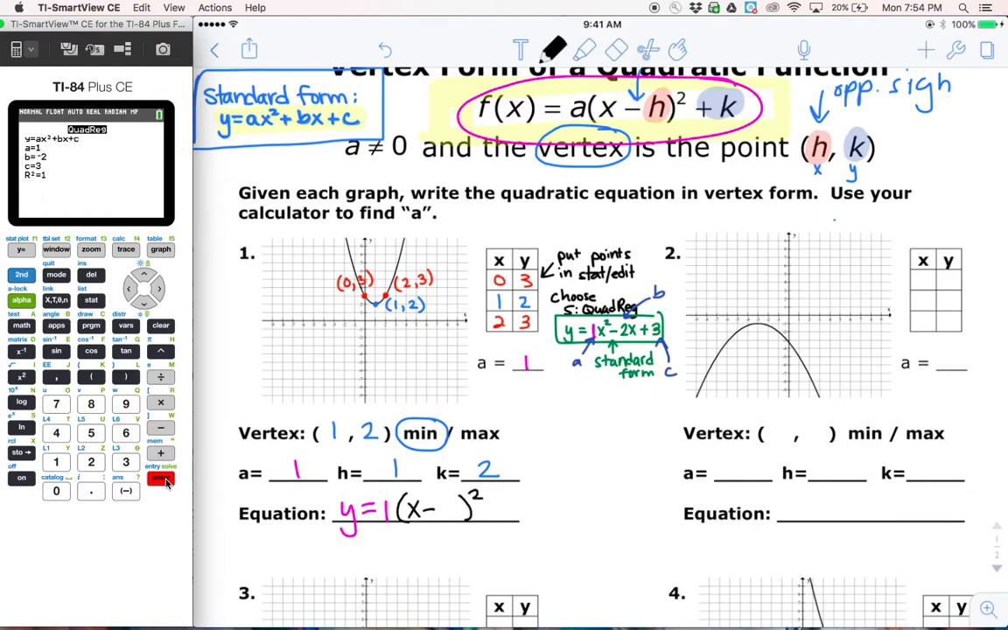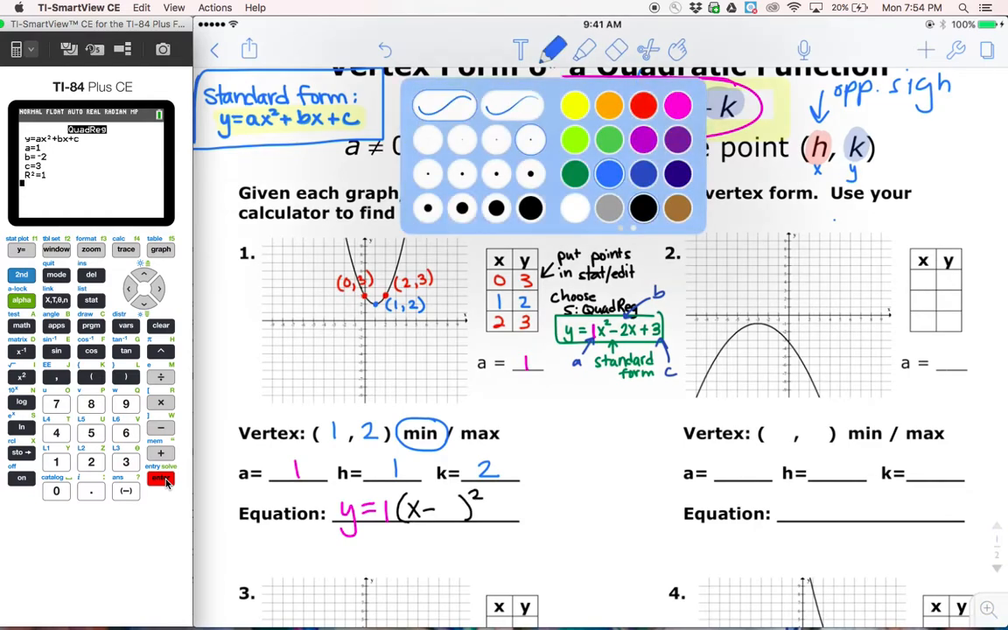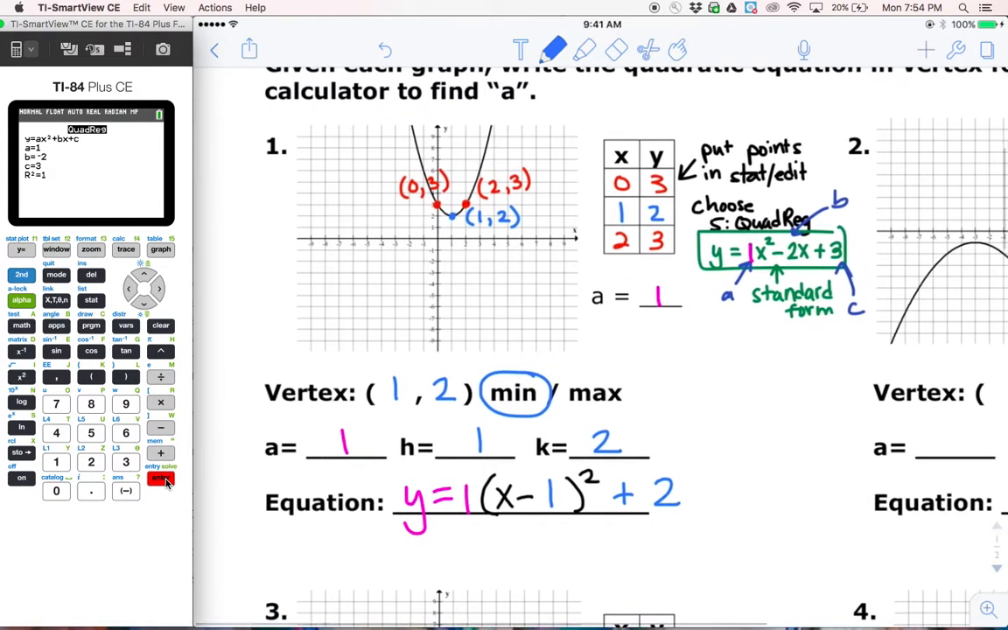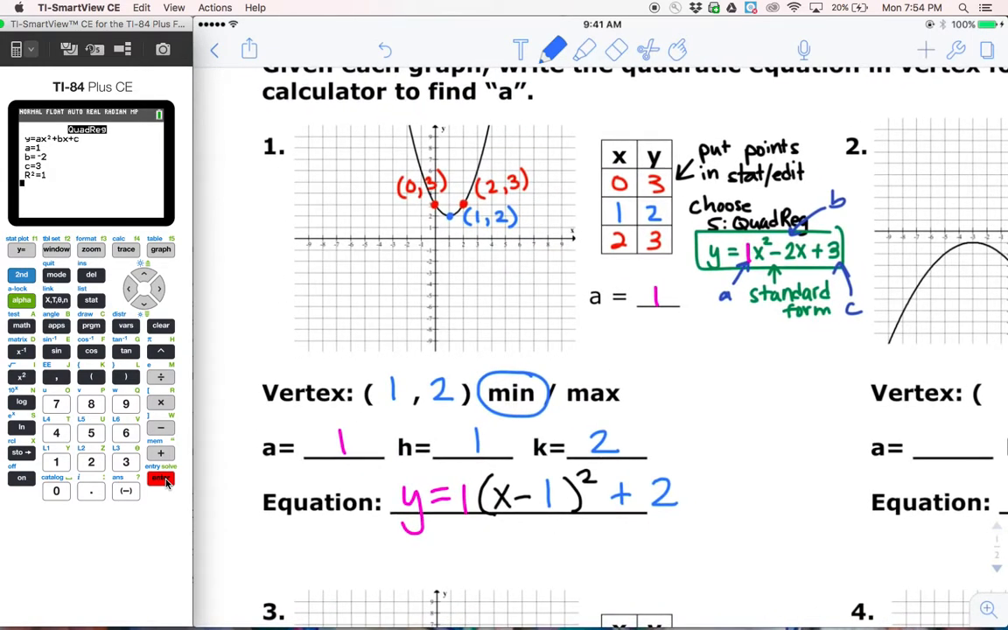And then what was my h value? Well, my h value was 1, right? Or I guess I could see it here. My h value is 1, so I'm going to put a minus 1 and then a plus 2. And remember, y'all, I see a minus 1 even though h was a positive 1. And that's supposed to happen. We're supposed to have opposite signs in our formula versus our actual vertex, our actual h value. Cool. So this right here is my equation.